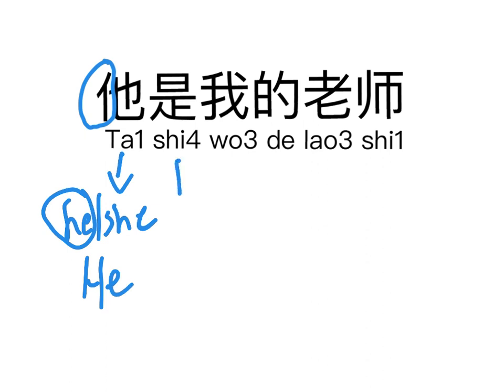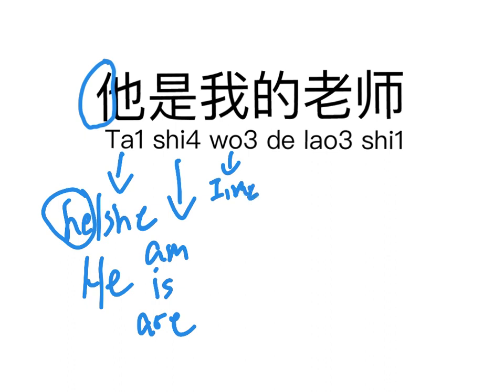And then the 是, again we have am, is, are. And then 我 is I or me. But in this case, we have another 的. And remember, 的 makes the pronoun before it a possessive pronoun. So how would you make I or me possessive? Of course, the answer would be "my." My car, my house, my computer, my cell phone are all possessive pronouns.